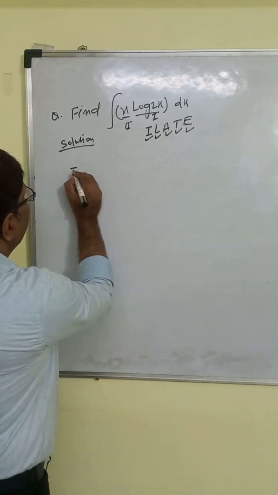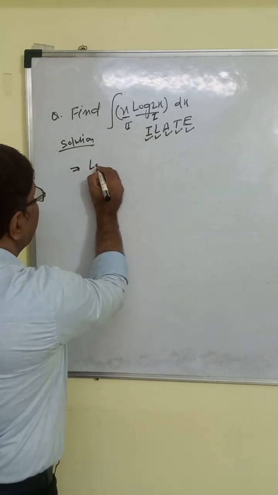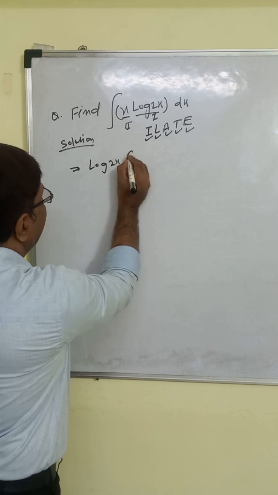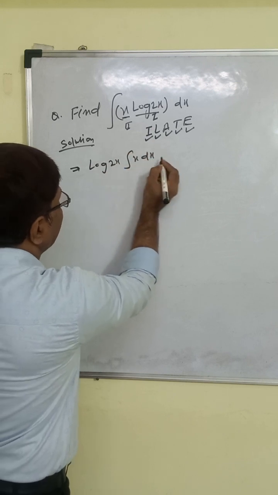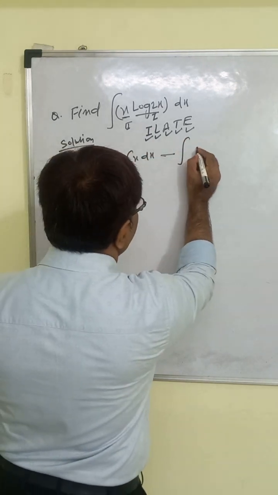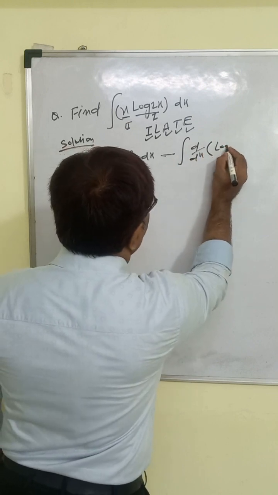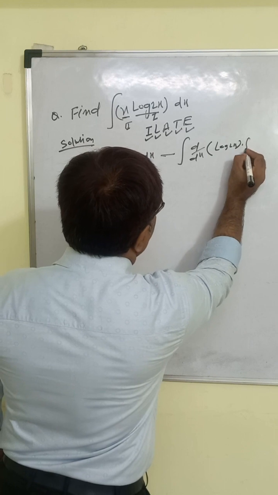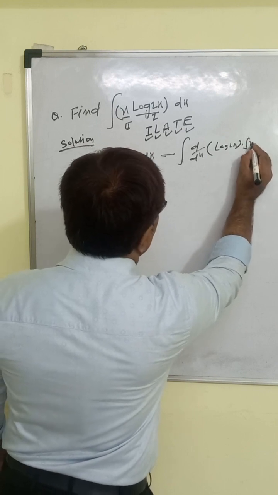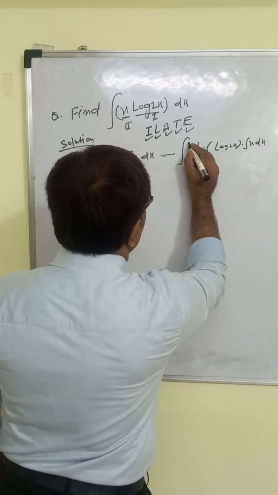Now the rule is what? Take the first function, that is log 2x, times the integration of the second, that is x dx, minus the integration of the derivative of the first function, that is log 2x, into the integration of the second function, so x dx.